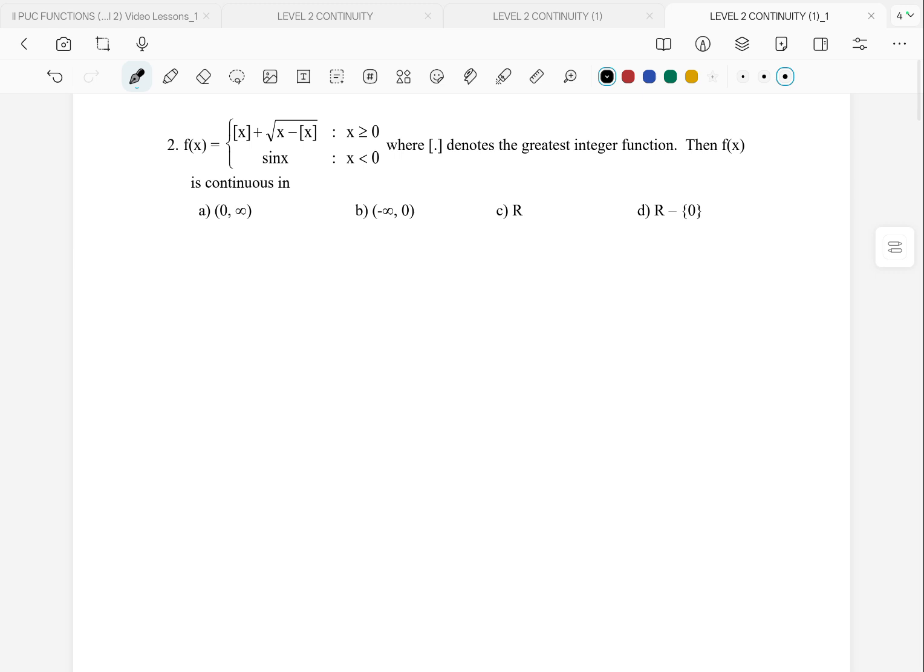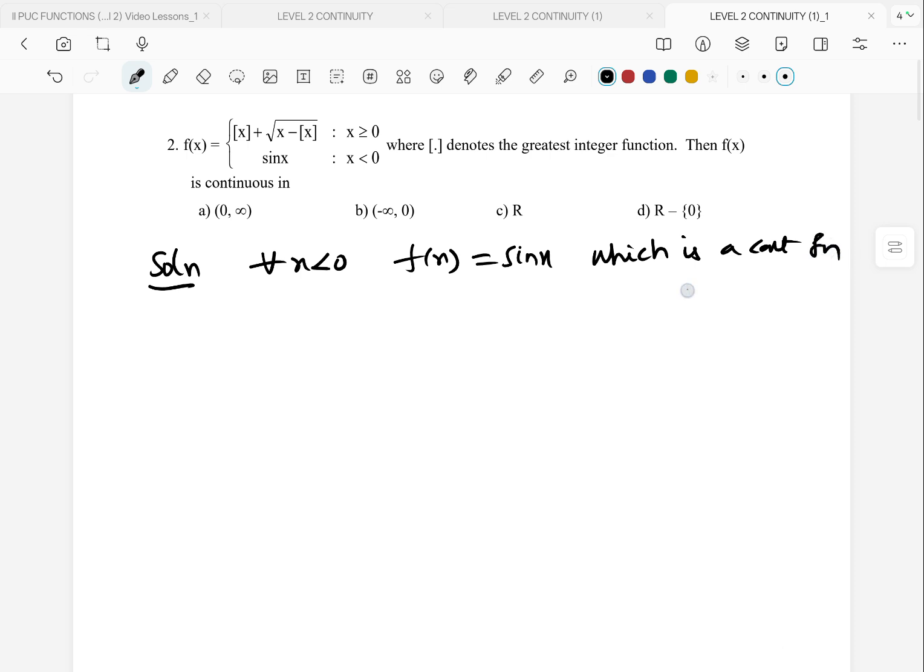Now observe that for all x less than 0, f of x is sin x, which is always a continuous function. You know the graph of sin x, so it is always a continuous function. Sin x graph will be like this, so it is a continuous function.